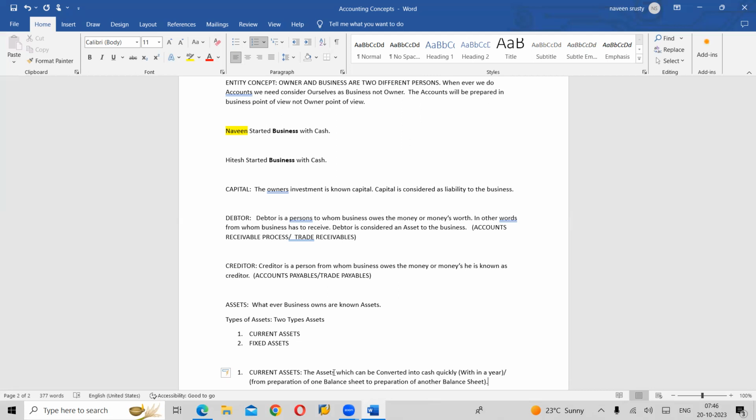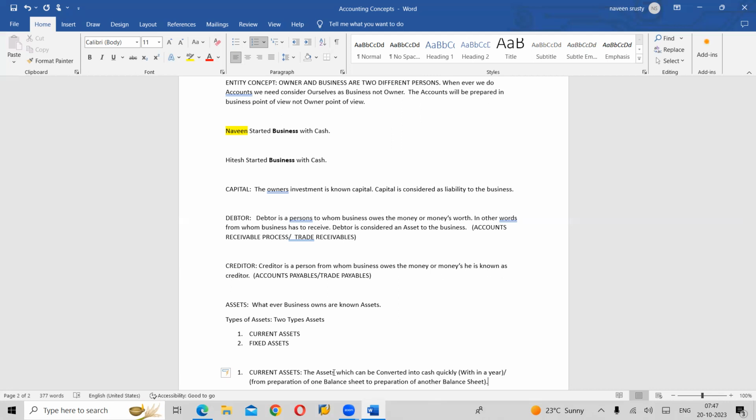For example, today you are purchasing a building for the use of business. So at the time of purchase of the building, what will be your intention? You want to use it for a longer period, or within a year you want to sell it? Use for a longer period. With the intention of using it for a longer period, correct?